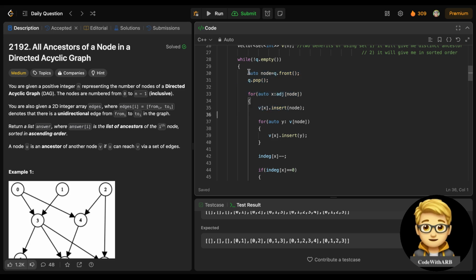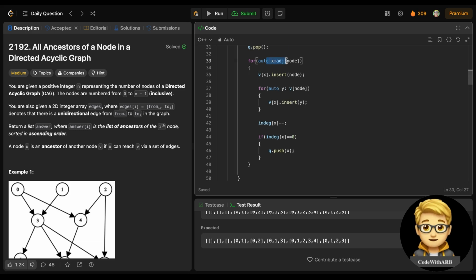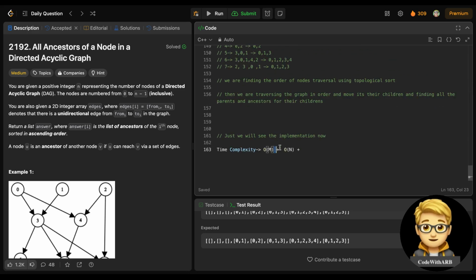For iterating in this queue, all the nodes would definitely be iterated till it is not empty. So O of n for that. I also need to move in all nodes' children, and also move in the children's parents. So basically, this node is moving again and again. So for finding the topological sort, this is O of n plus m.